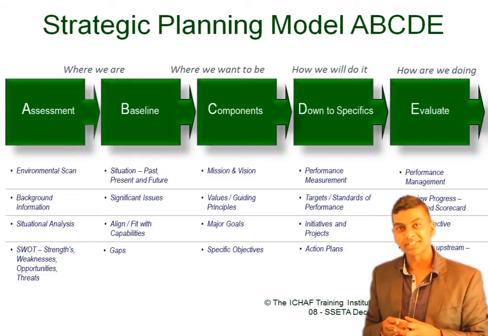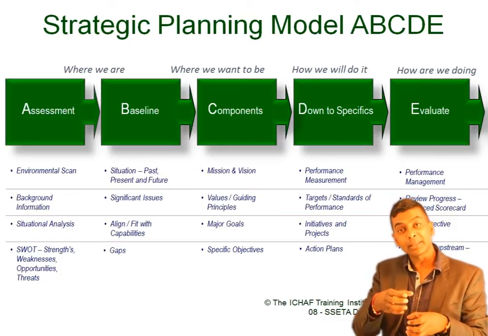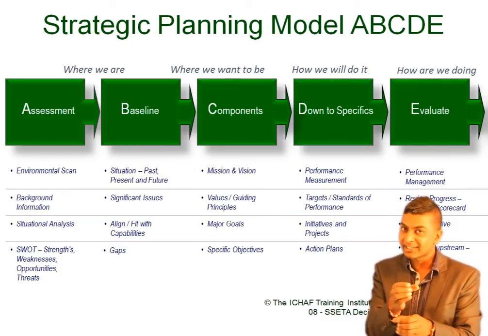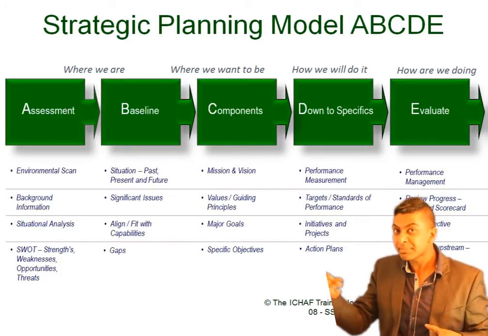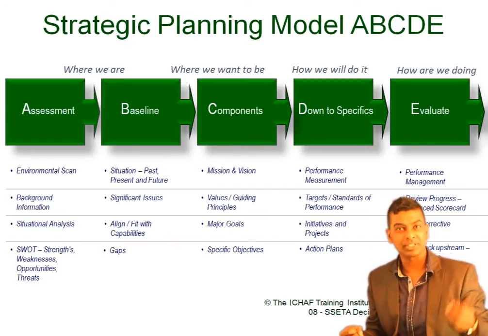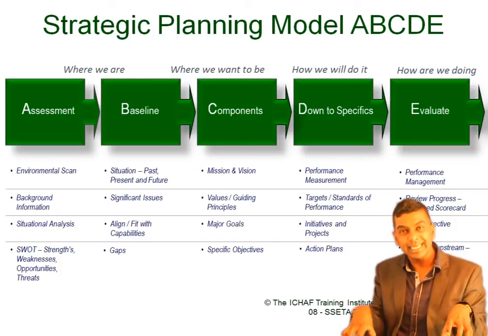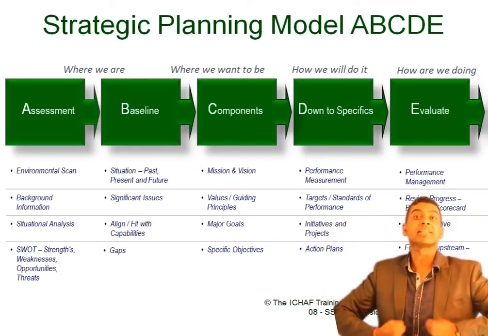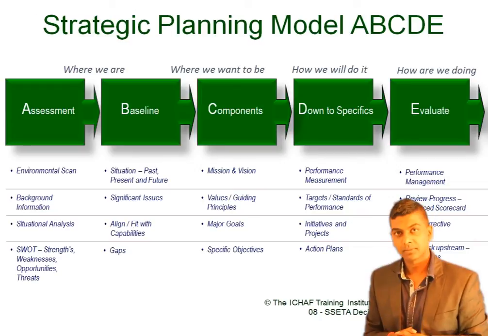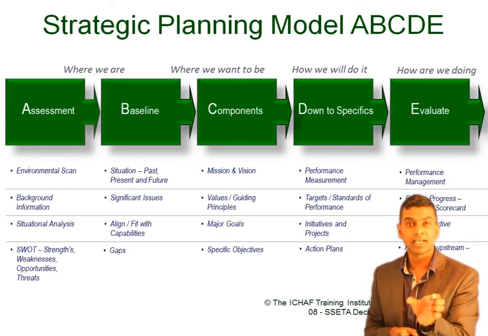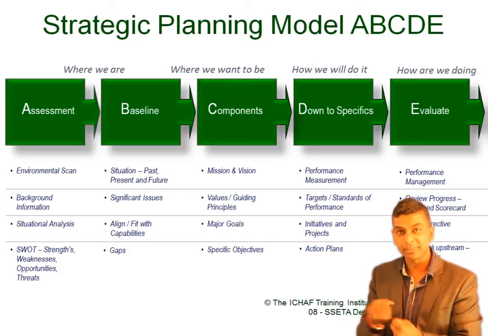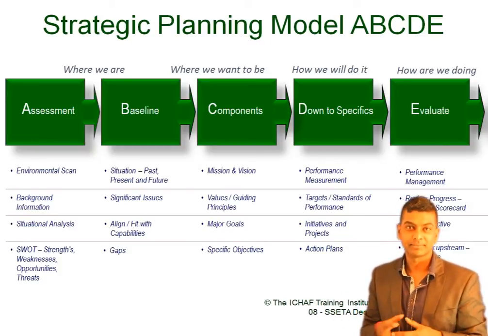In the third phase of the strategic planning model, we look at the baseline number 3, which is aligning and fitting with capabilities. That would simply mean taking the right people from the right positions and placing them strategically into your business unit so that you can get the optimal success. And in baseline, we look at gaps. Any possible gaps that one could identify that possibly could hinder this plan.